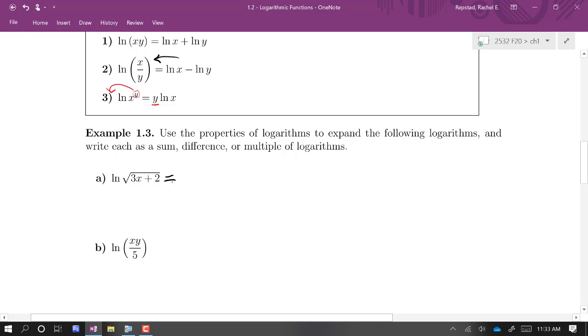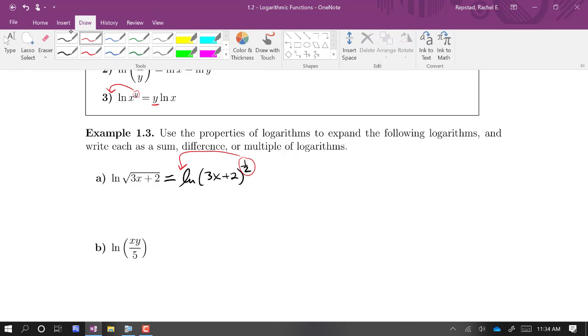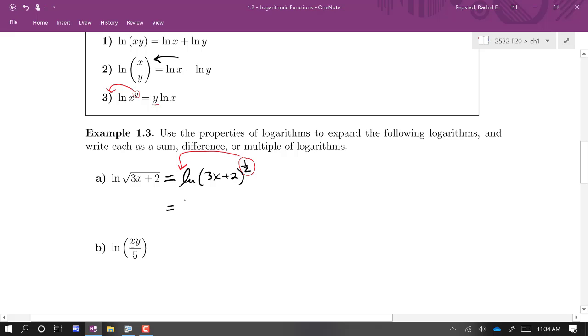So in example 1.3, we want to use the properties, and it says expand the logs and write each as a sum, difference, or multiple of logarithms. So, all right, I'm going to do this in a couple of steps here. The first thing I'm going to do is just rewrite that radical. I know that the square root is the 1/2 power, so the natural log of the square root of that stuff is equal to ln of (3x plus 2) to the 1/2. And it's just the argument that's being raised to the 1/2. It's not the log itself. So I could take this exponent down as a factor in front. So we have 1/2 ln of 3x plus 2.